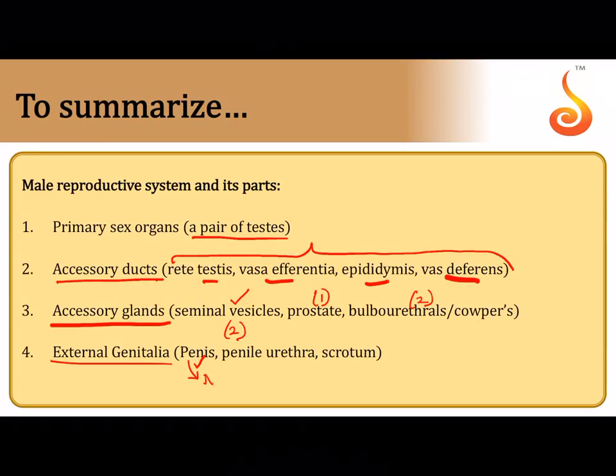However, in the NCERT, for the external genitalia, only the penis is included, but you may also include the penile urethra and the scrotum. But since we are focusing on the PU part right now, if in the PU exam they ask you about external genitalia, you will just be mentioning the penis. All right, so this was a part of what we already reviewed.